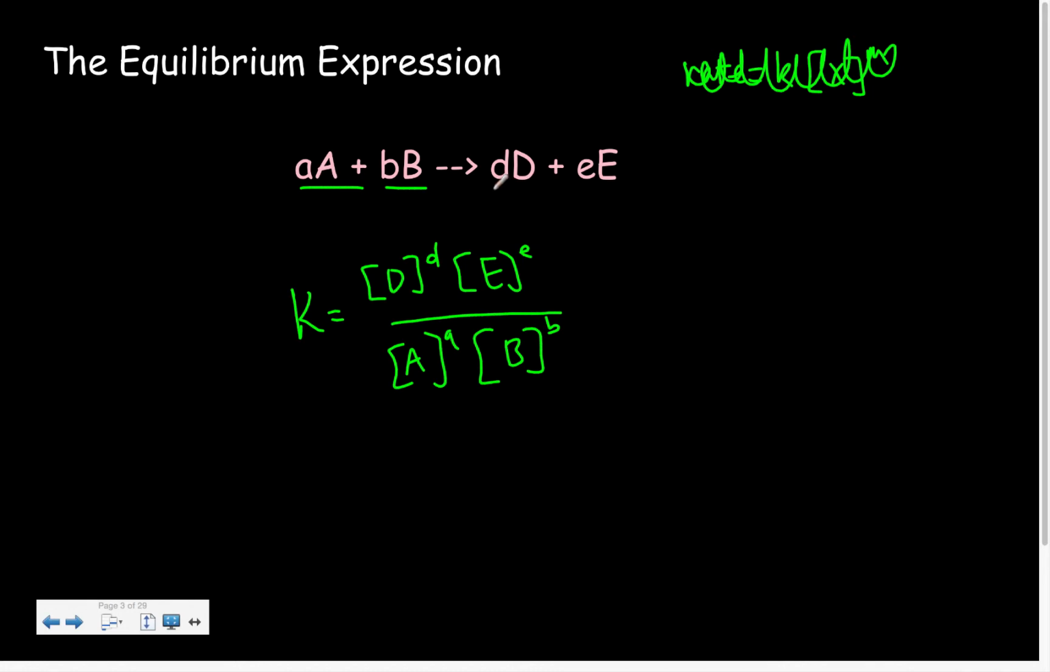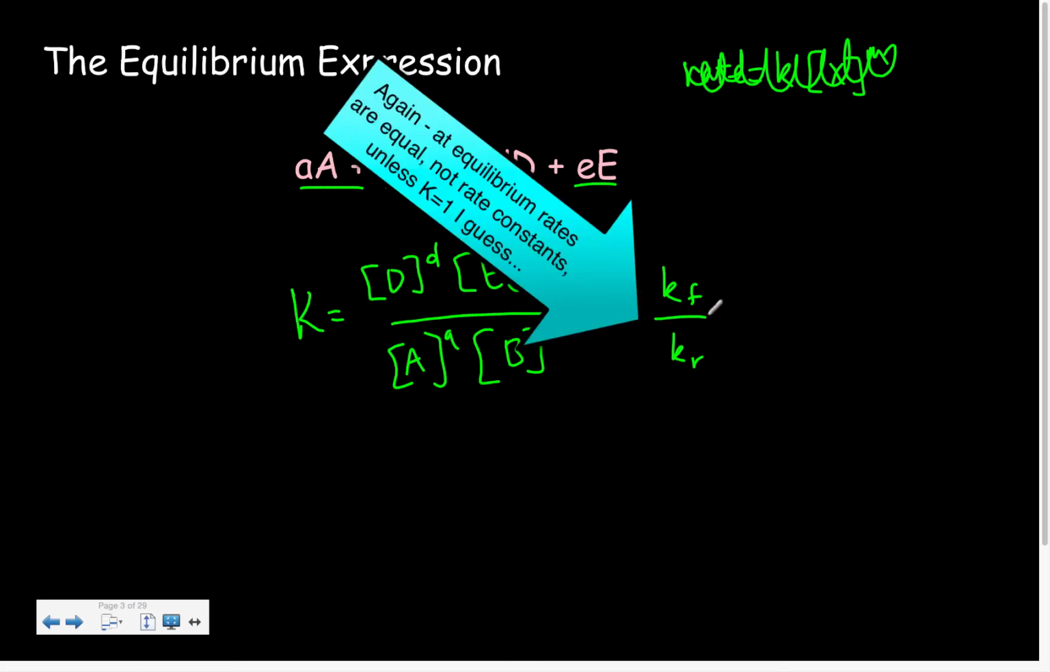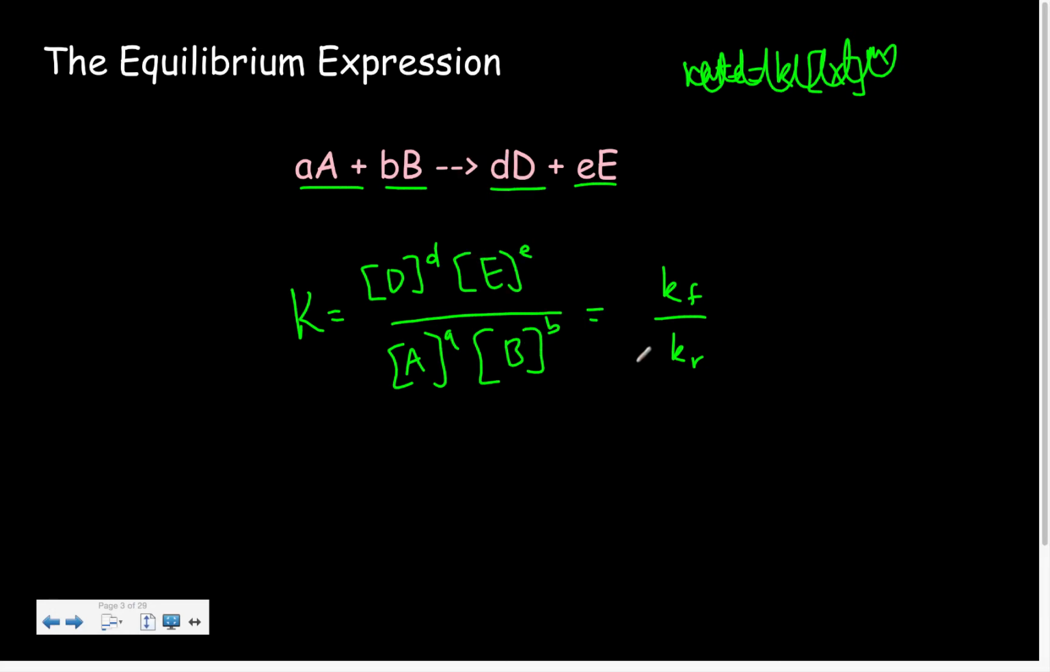The rate for the reverse reaction would include these two things, right? Which is why this is also equal to Kf over Kr. Okay, and this provides us information about my relative rate constants. Note that this does not give us our actual rate constant values, but it does give us the relationship between our rate constants. Okay, so when we're asked to provide an equilibrium expression, this is what we're asking for.